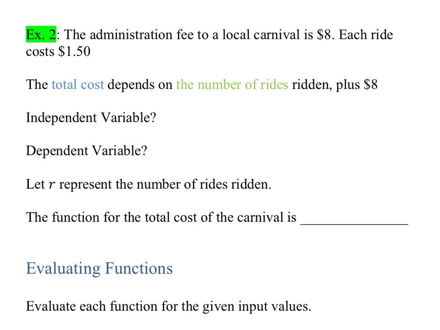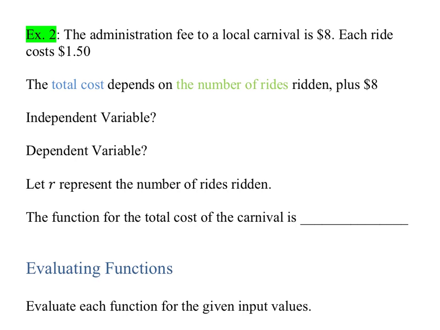So example 2, the admission fee to a local carnival is $8, and then each ride costs $1.50. You have to look at this as not the admission fee versus the cost of the ride, but your total cost of going to the carnival. So my total cost is being compared to what would drive my total cost? The number of rides.